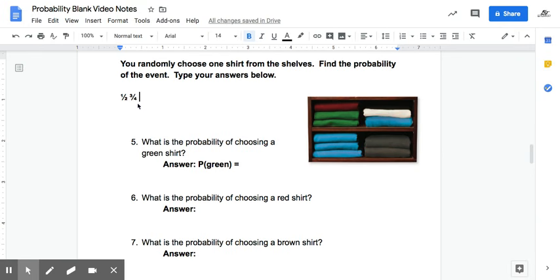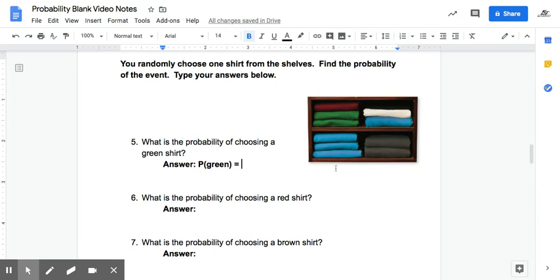Some of them will autocorrect it into these fractions, but if not, just type in your numerator first, slash as the fraction sign, and whatever your denominator is. Okay? All right, so just wanted to do that as an example. All right, so probability of green.